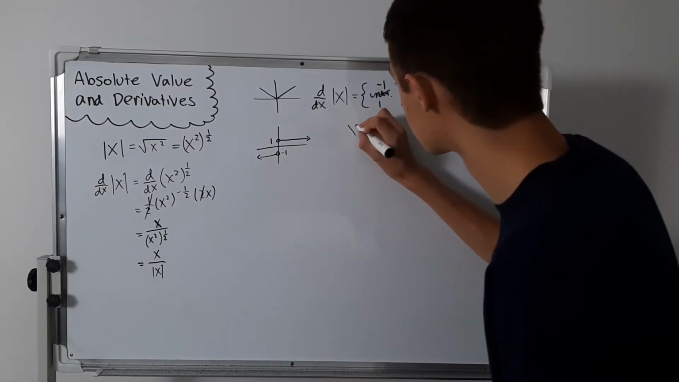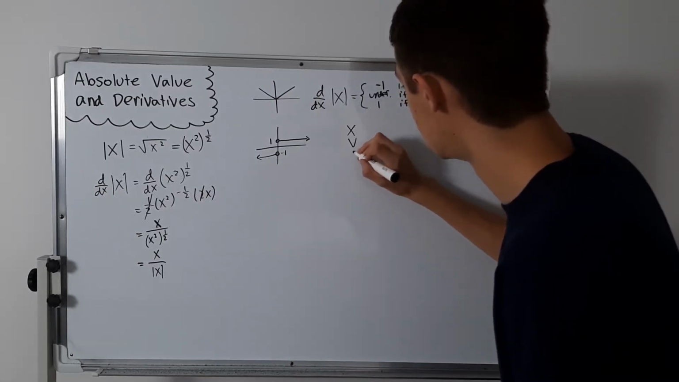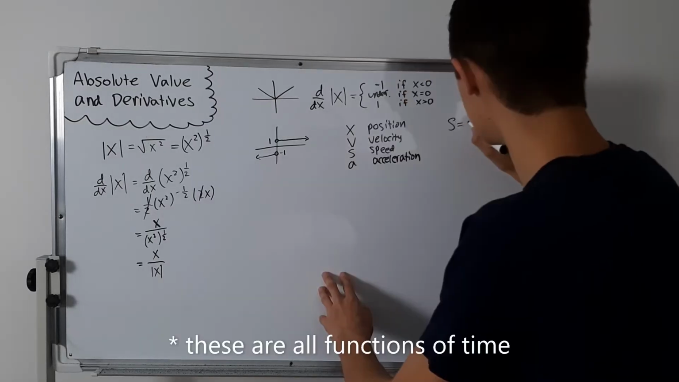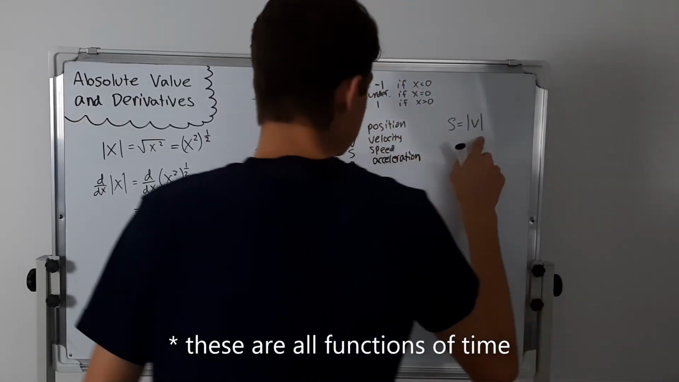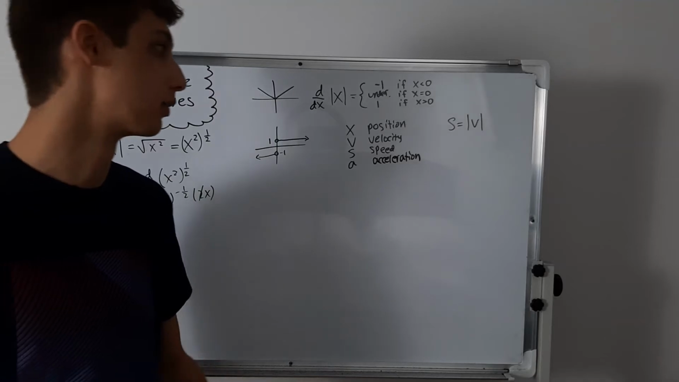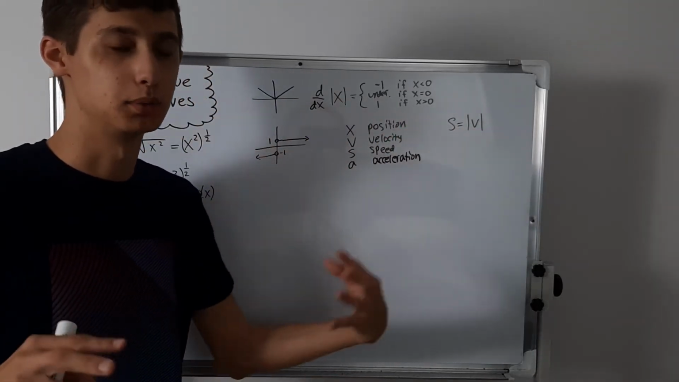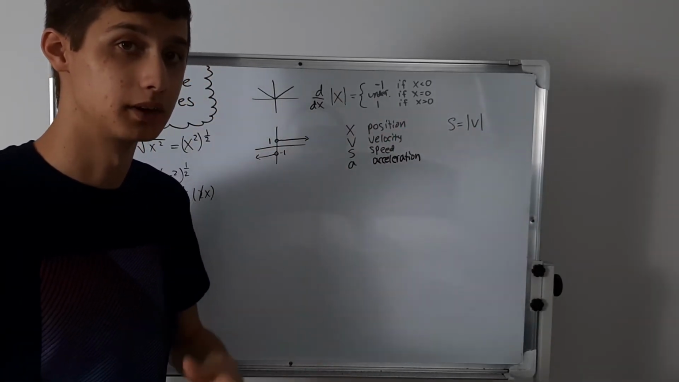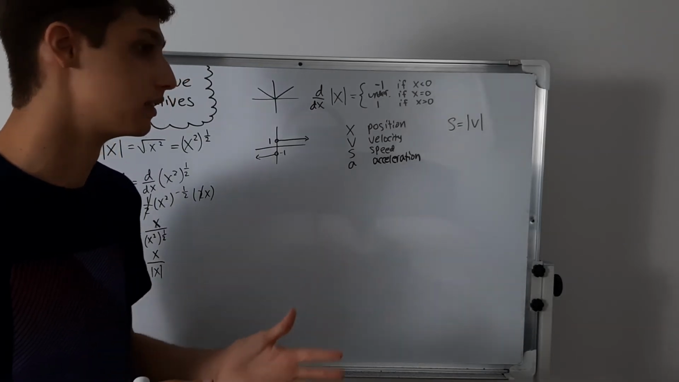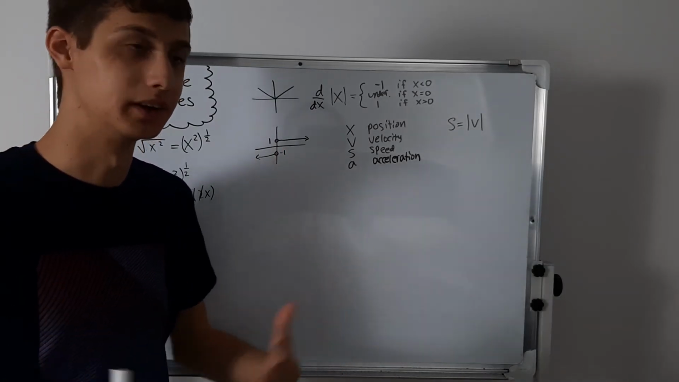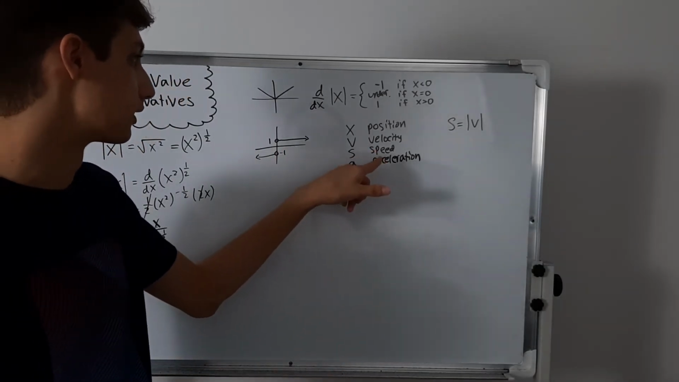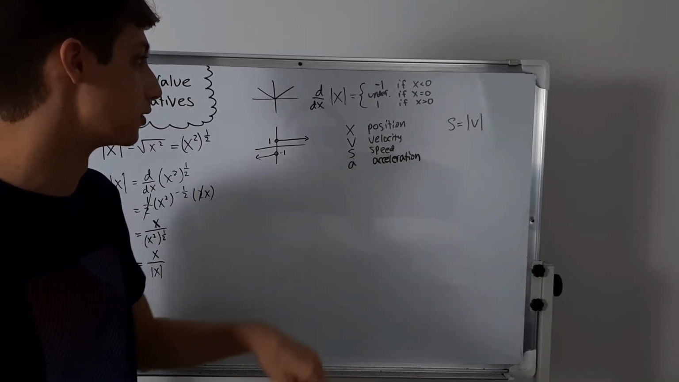So if we say x, v, s, and a, s equals absolute value v. Speed is just absolute value of velocity. It doesn't care if you're going this way or that way, your speed is going to be the same. Your velocity is going to be different, but your speed will stay the same whether you're going left or right, right? So acceleration is just the derivative of velocity.